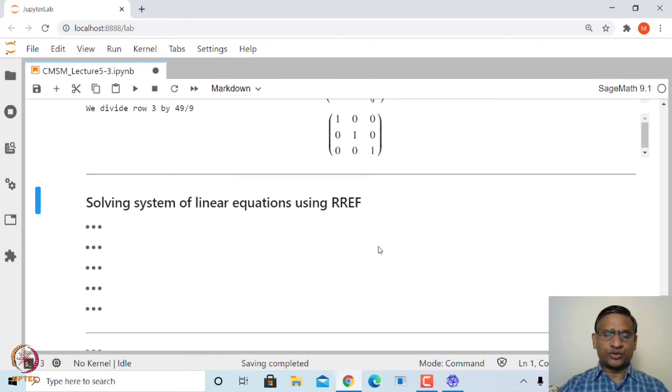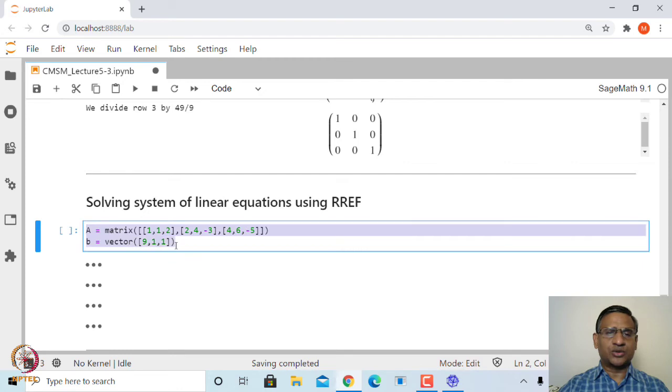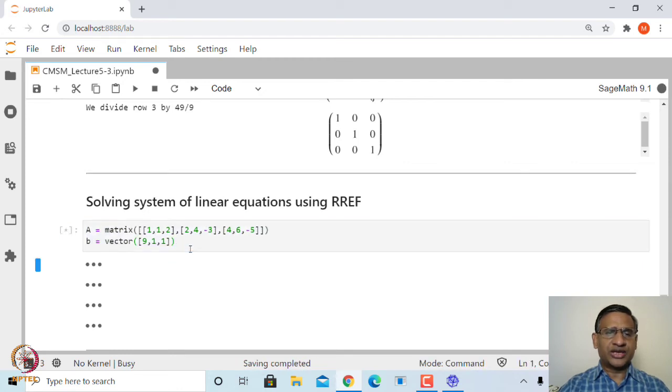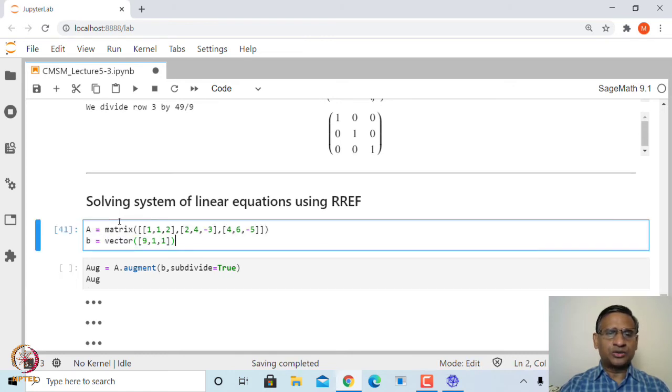I am sure you must have already done this, but let me demonstrate this using Sage Math. So, how do we do that? Let us take a system of linear equations Ax equal to b. In this case, these are 3 equations in 3 variables, and what do we do? We make an augmented matrix. So, we augment this vector b to this matrix A.